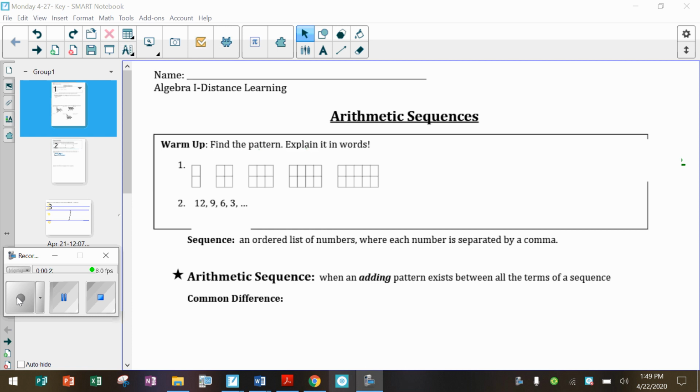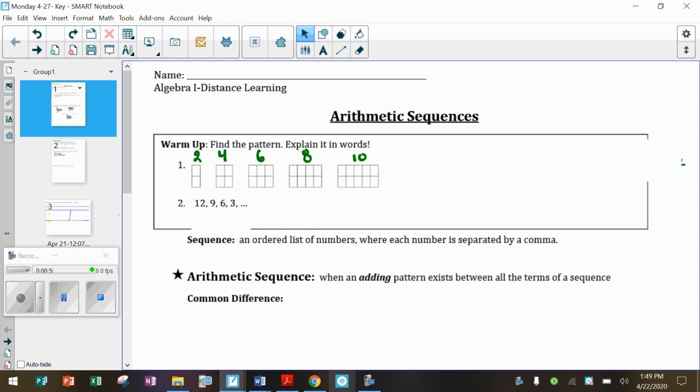So this is Mr. Stewart. We're going to talk about an arithmetic sequence. Arithmetic, like arithmetic, sequence as in things that go in order. So let's warm up with the pattern that we see in front of us. Option 1 or question 1: 2 boxes, 4 boxes, and then 6 boxes, 8 boxes, 10 boxes.